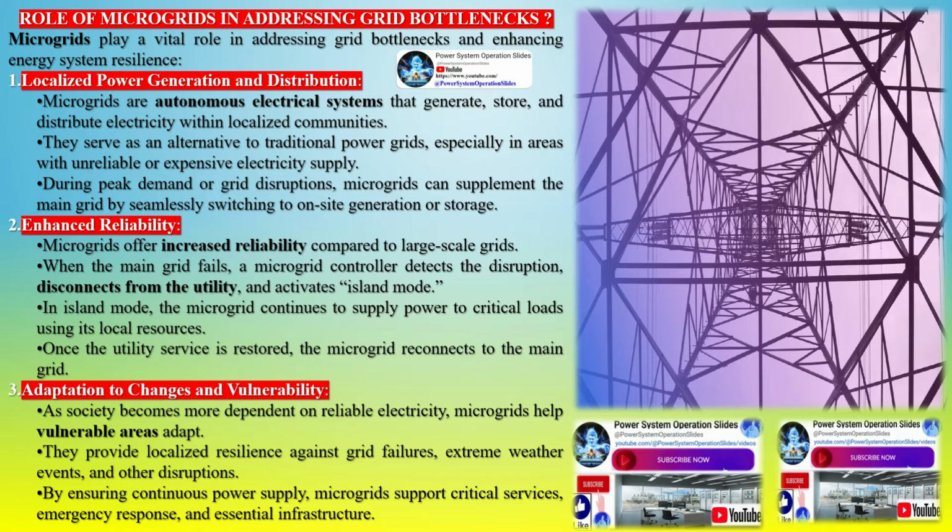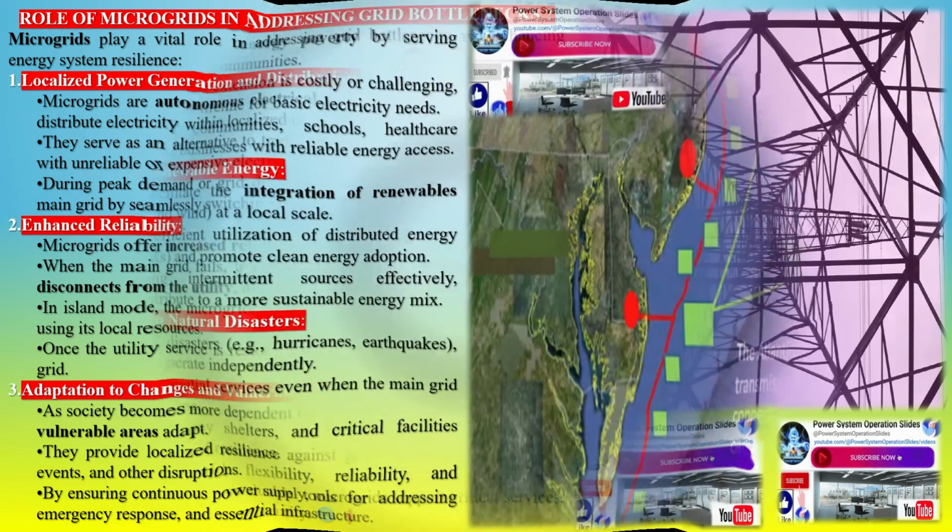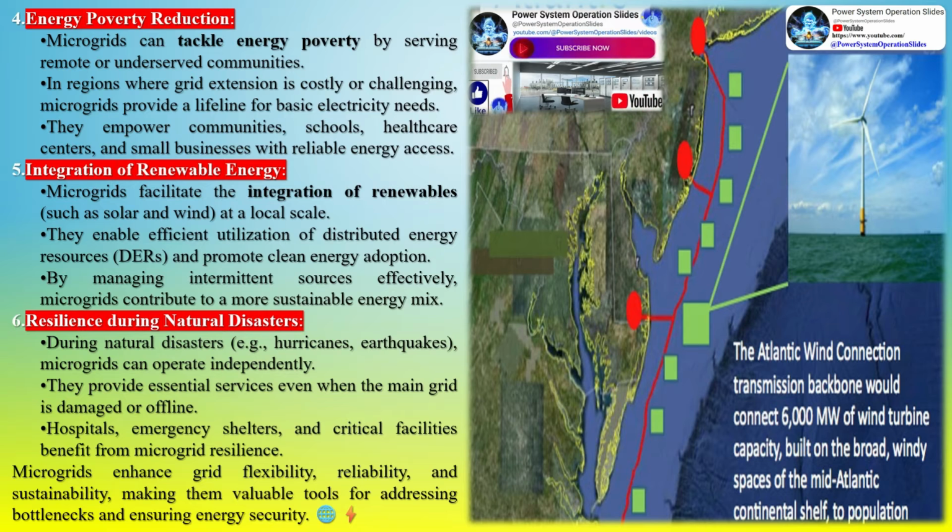Grid planning and coordination. Conduct comprehensive grid planning studies to identify bottlenecks and plan infrastructure upgrades. Collaborate with neighboring regions and countries to ensure seamless cross-border energy exchange. Policy and regulatory reforms. Streamline permitting processes for new transmission projects. Provide incentives for private investment in transmission infrastructure. Establish clear rules for grid access and interconnection.